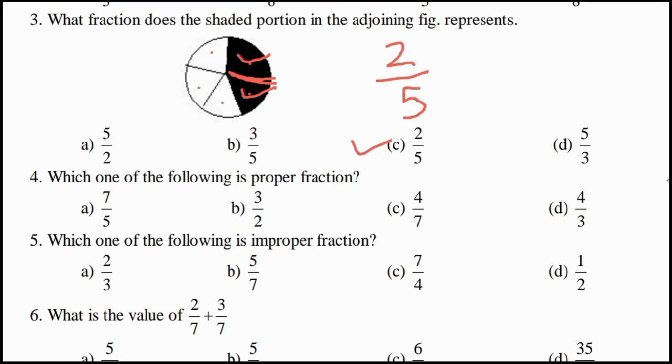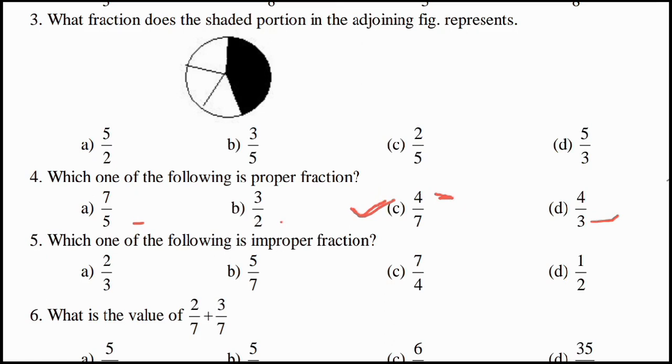Question number 4. Which one of the following is a proper fraction? And we know about proper fractions. In a proper fraction, numerator is always smaller than denominator. So here in option C, numerator is smaller than denominator. In other options, numerator is greater than denominator. So correct answer is C.